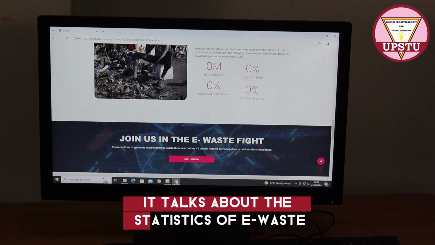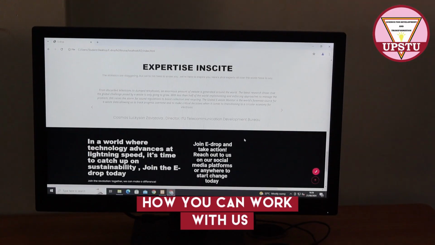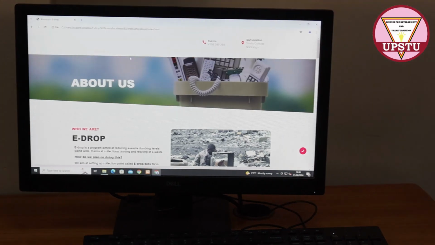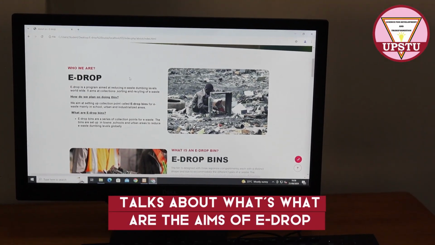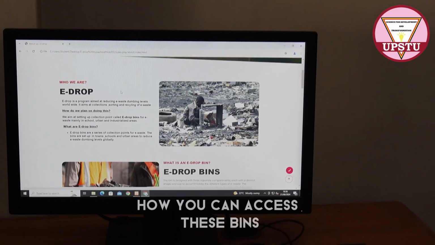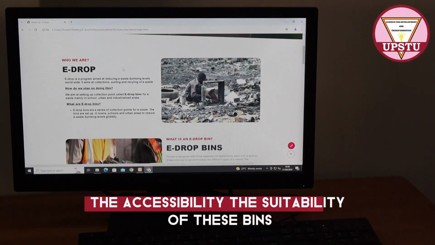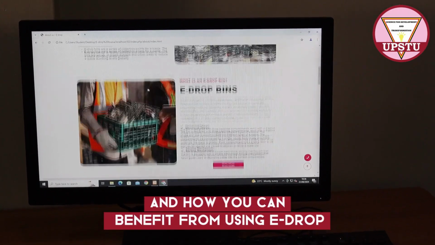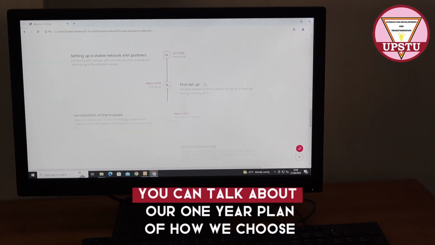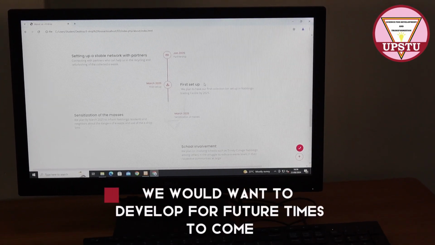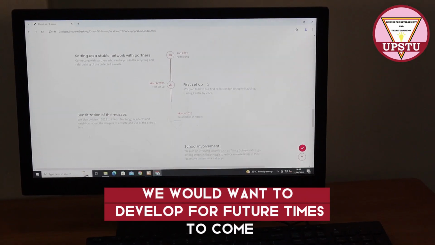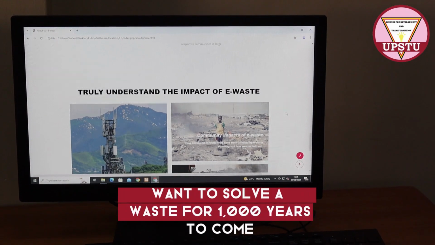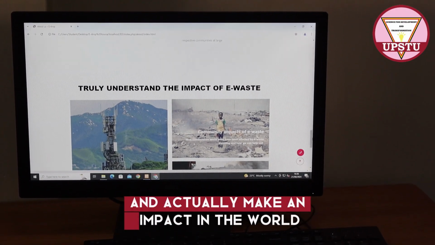It talks about the statistics of e-waste, how you can work with us, and how you can contact us to work together to end e-waste. It talks about what the aims of eDrop are, where the bins are going to be placed, how you can access these bins, the accessibility, the suitability of these bins, and how you can benefit from using eDrop. Other than that, you can read our one-year plan of how we would want to develop for future times to come, because we don't want to just solve e-waste now, we want to solve e-waste for 1,000 years to come and actually make an impact in the world.